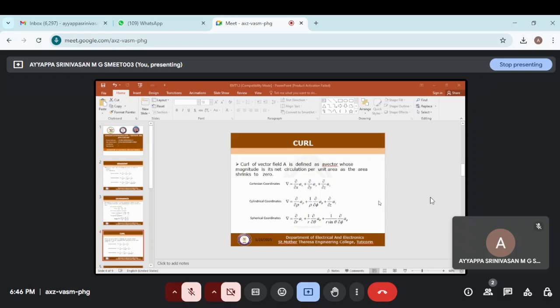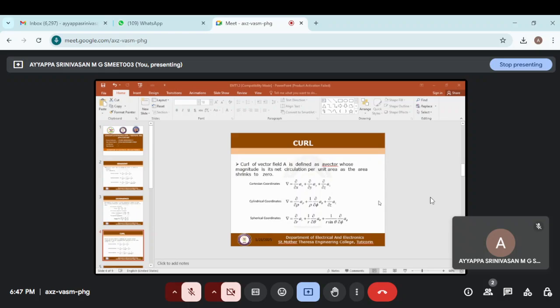That is, if we rotate a string by taking it in our hand, the string will rotate. The string will rotate in the space. Such a rotation is called curl. So, how much it circulates in the space per unit area as the area shrinks to 0 is called curl.